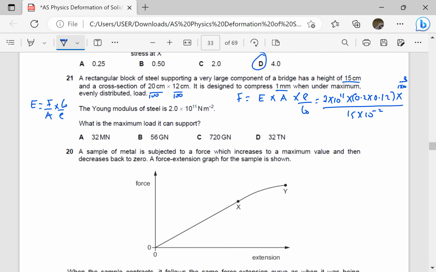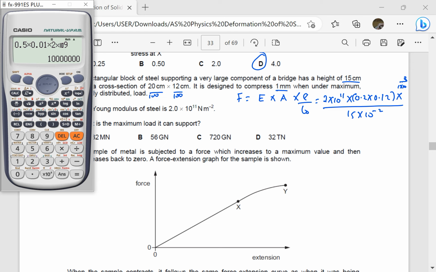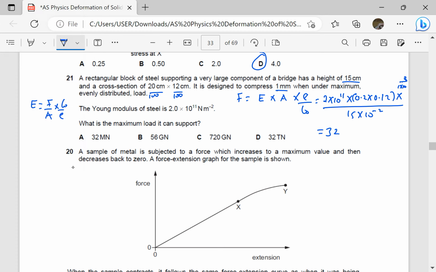So I'll just press my calculator. I have 2 exponent 11 times open bracket 0.2 times 0.12, then times 1 exponent negative 3 divided by 15 exponent negative 2. This is giving me 32 millions, which is 32 mega newtons. So the answer is going to be A.